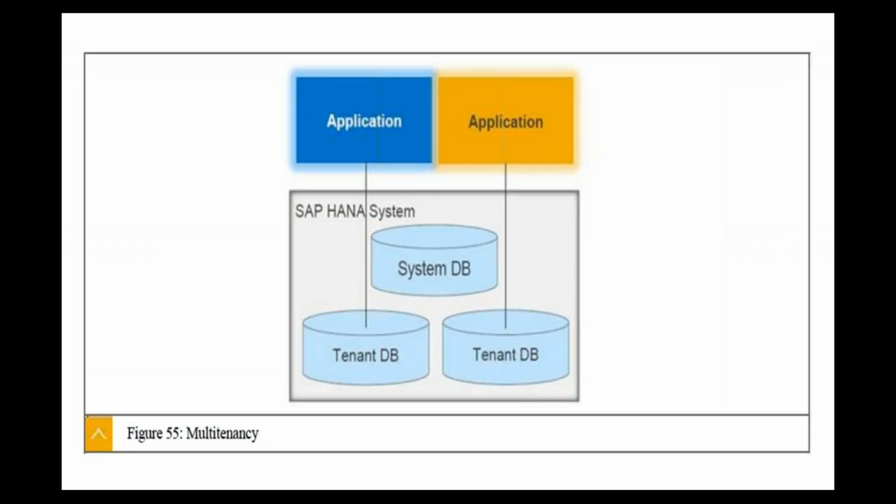Now we have multi-tenancy. Multi-tenancy is like tenant database and system database. We have applications, and this application is directly connecting with the tenant database. So in databases also we have the main database, and then we have tenant databases. Okay, so tenant databases are something which will directly act as an individual standalone database.